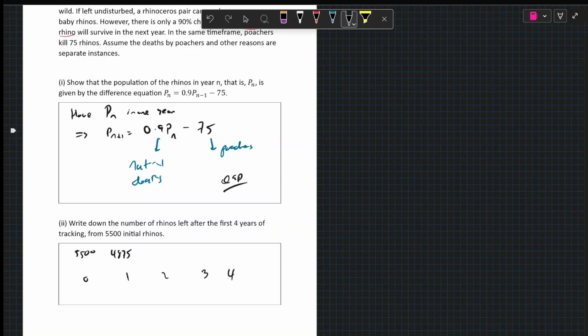Then if you do 0.9 times the answer, minus 75, the next one you get is 4,313, rounding here. The next year it's going to be 3,806, and in the next year it's going to be 3,351. I can write that 3,806 slightly better.